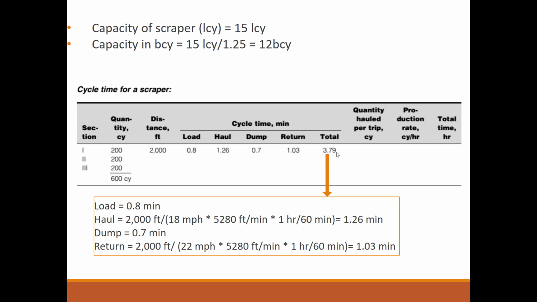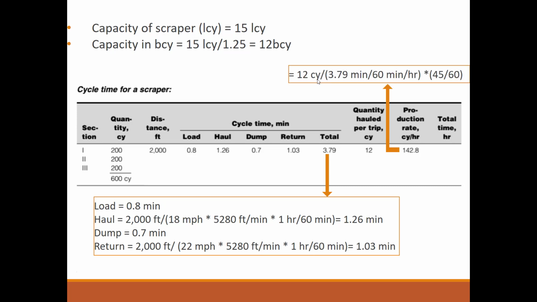Now that I have 3.79 minutes to finish one cycle, the question is how much quantity is in one cycle, and that is why this piece of information was important, because the capacity of the scraper is technically 12 bank cubic yards. So all I need to do to figure the production rate using the quantity hauled per trip is divide that 12 cubic yards by my 3.79 and make the proper conversion to get it in hours, and then this 45 by 60 is going to include the efficiency.